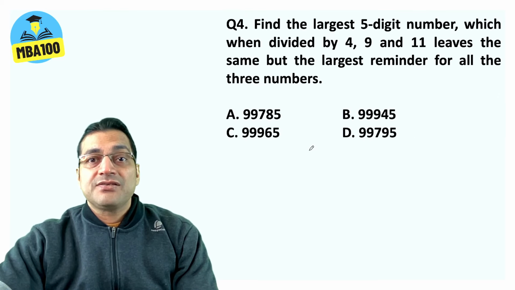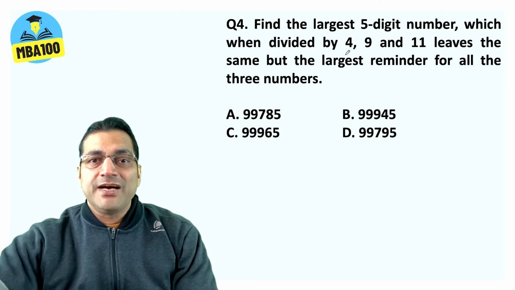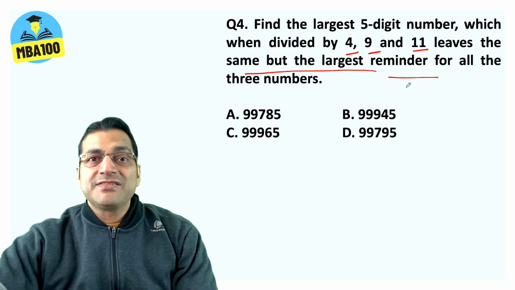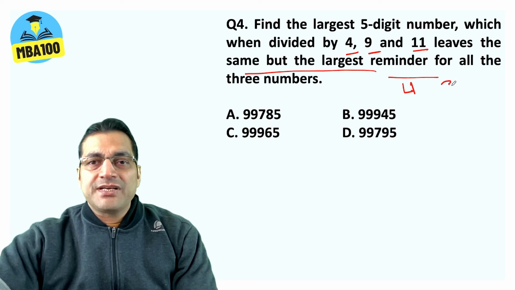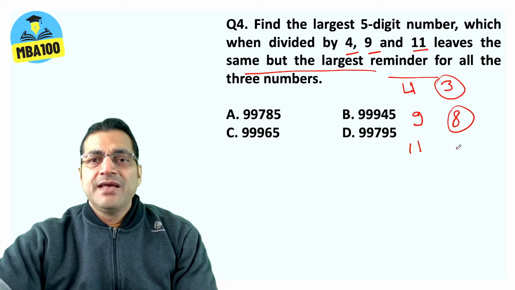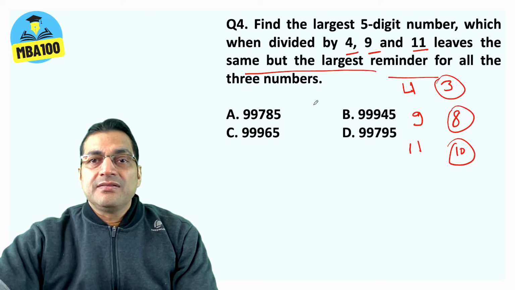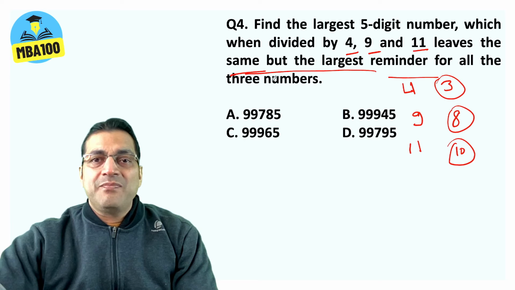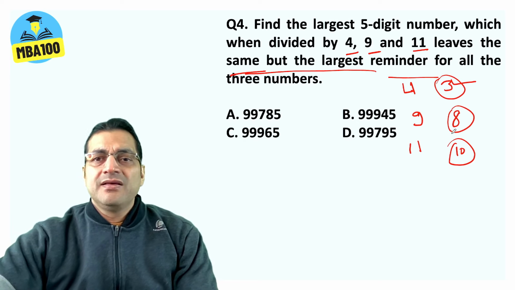Find the largest 5-digit number, which when divided by 4, 9 and 11 leaves the same but the largest remainder. Mind you, leaves the same but the largest. Okay? Otherwise, in a question like this, if a number is divided by 4, it can leave a maximum remainder of 3. When a number is divided by 9, it can leave a maximum remainder 8. And when a number is divided by 11, it can leave a maximum remainder of 10. But that is not the question here. The question says they leave the same but the largest. So of course that number would be 3.